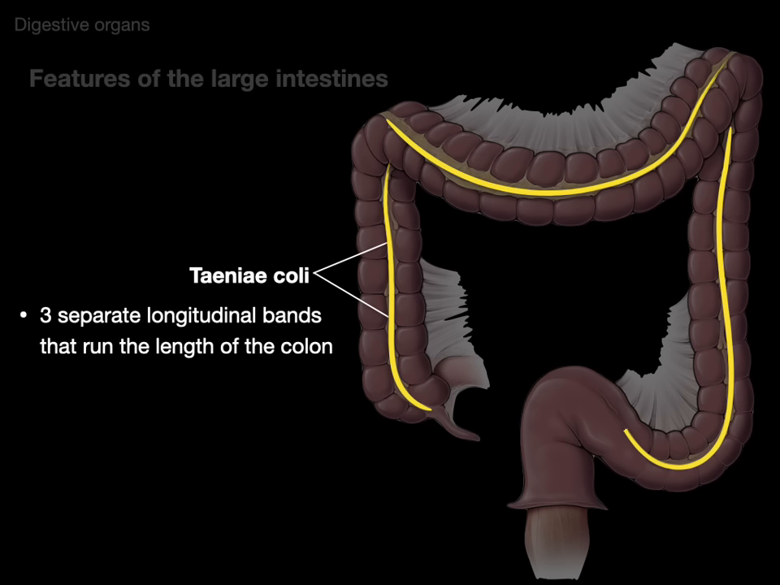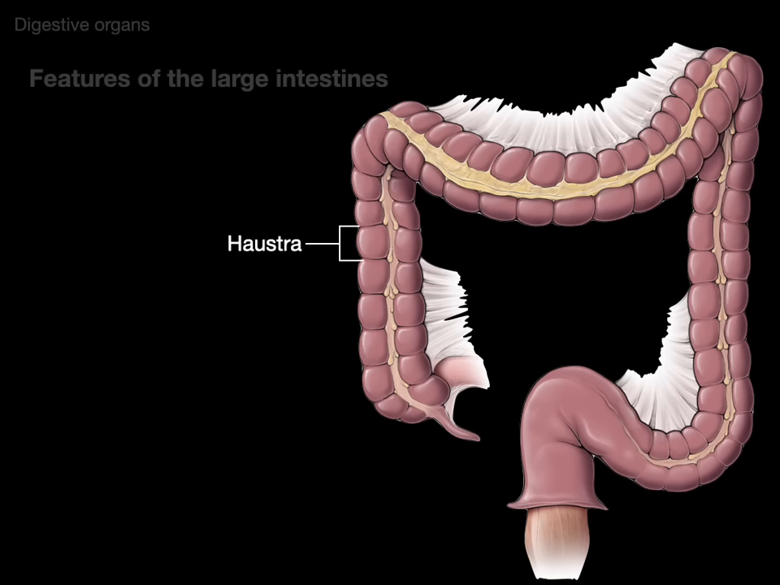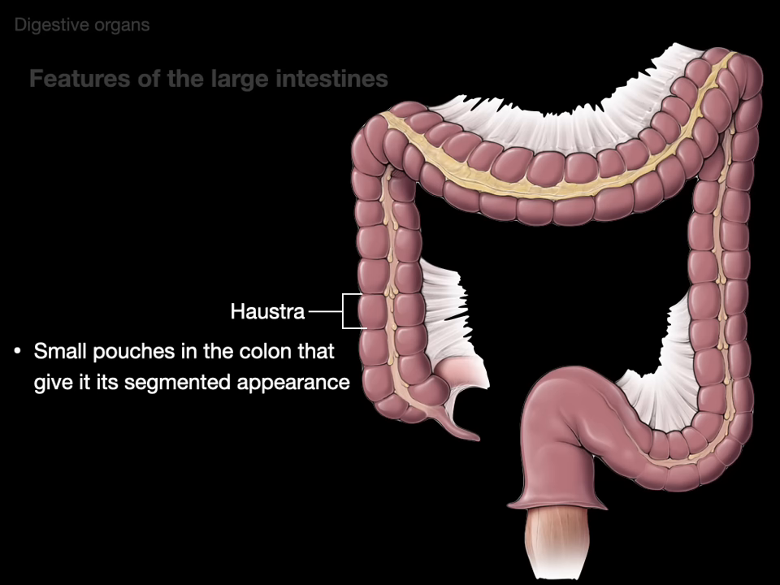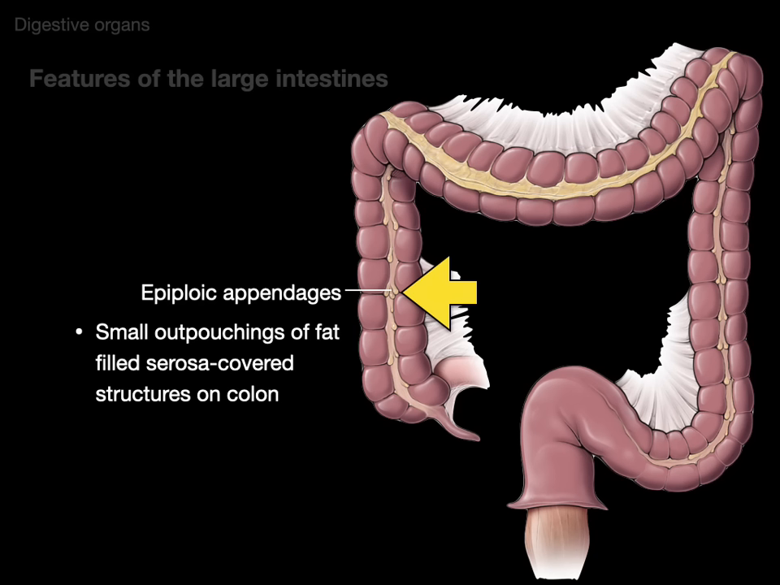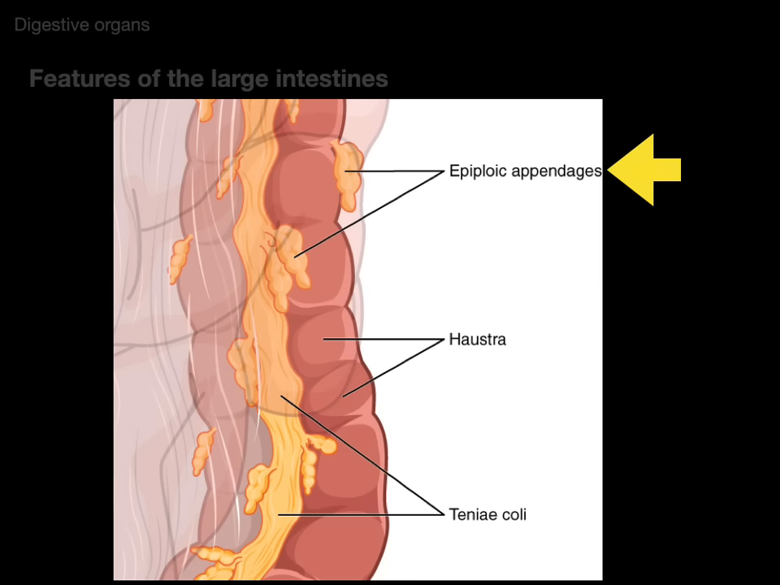And little tightening of the taeniae coli form these haustra, and the haustra are small pouches in the colon that give it its segmented appearance, very characteristic of the colon or large intestine. And finally, the epiploic appendages, which are small outpouchings of fat-filled serosa covering the outside of the colon, like that.